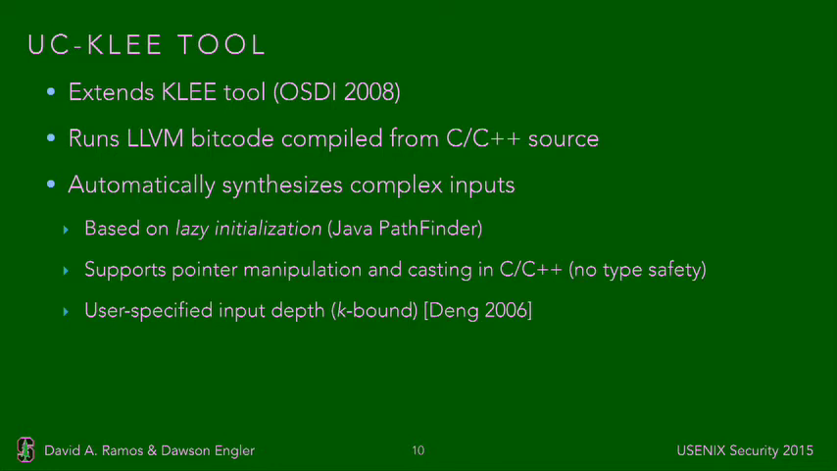However, unlike Java, C and C++ support arbitrary typecasting and pointer manipulation, so our tool has to support all of these features as well. Finally, our tool accepts a user-specified input depth bound. So as it generates data structures to use as input, the user can specify how deep these data structures should be. And in the literature, that's called k-bounding.